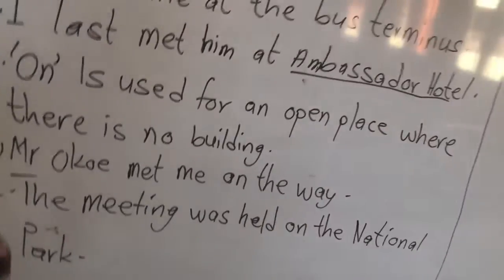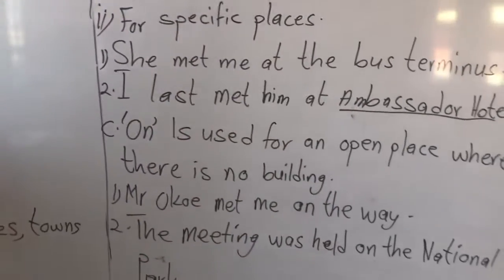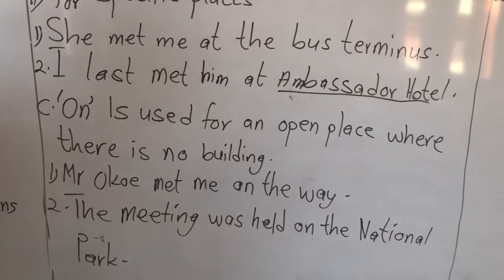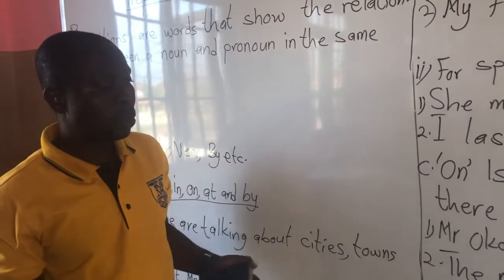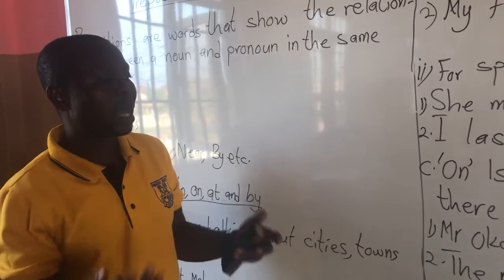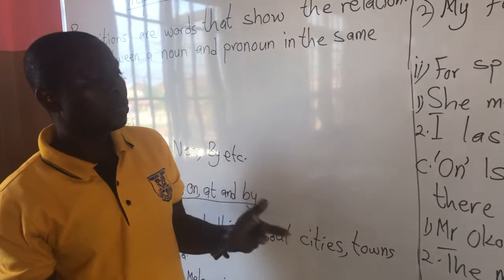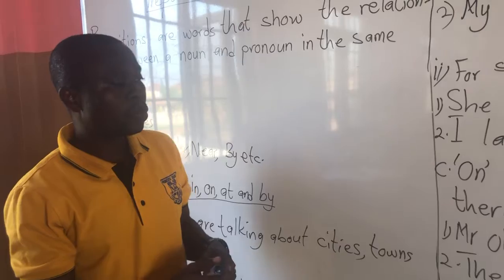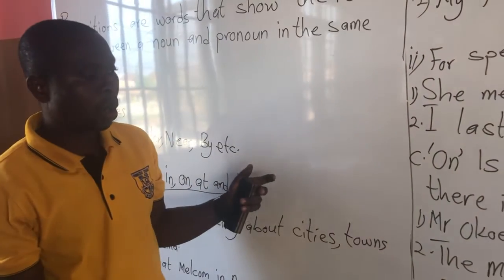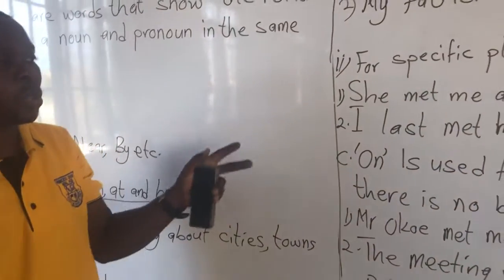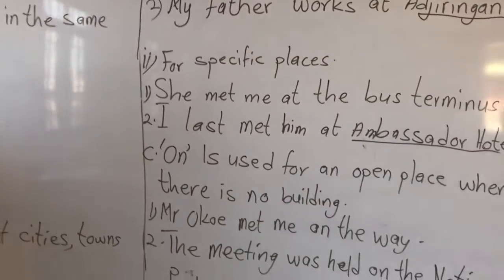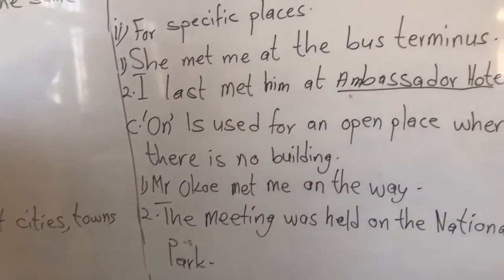On is used for an open place where there is no building. On is used for what? An open place where there is no what? Building. An open place like a park, a road, etc. Or even our school campus, where there is empty space and no building. Good. Let's look at the examples.